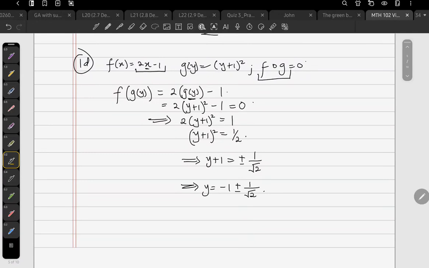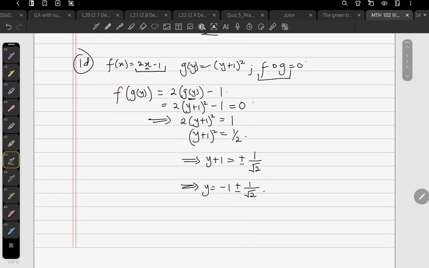The first thing, we move negative 1 to the other side. So that gives us 2 times y plus 1 squared equals to 1. If we divide both sides by 2, we have y plus 1 squared is equals to 1 over 2. And we take the square root of both sides. That gives us y plus 1 equals to plus or minus square root of 1 over 2, which is actually 1 over square root of 2.